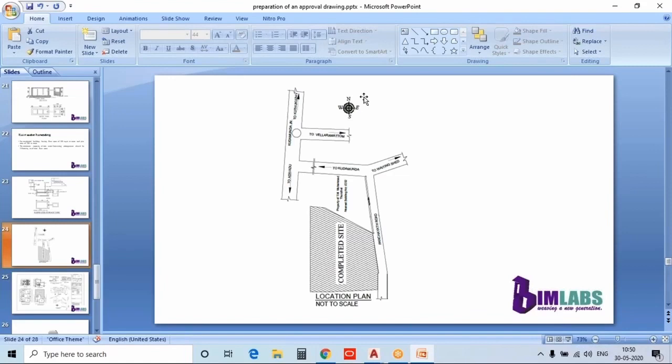And you have to just keep in mind that all these things should be fully dimensioned while you are preparing an approval drawing. And you have to calculate all the areas like floor area ratio, total floor areas by calculating ground floor area, first floor areas. Then you have to calculate the coverage, carpet areas, all these things. You have to mention all these areas on your approval drawing.